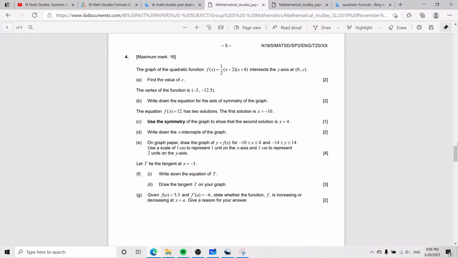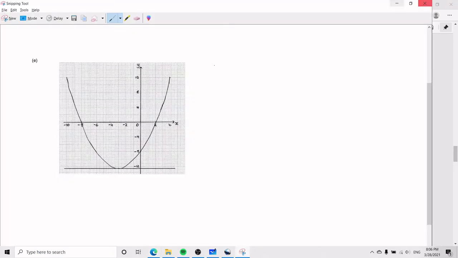And now for part E, we have that on graph paper. We need to draw the graph of y equals f of x, which is basically telling us just to graph it. They give us the maximum and minimum for my x values, the maximum and minimum for my y values, and that 1 centimeter for the x-axis is worth 1 unit, and 1 centimeter on the y-axis is worth 2 units. And so I don't have graphing paper, but I have it nice and pretty over here.